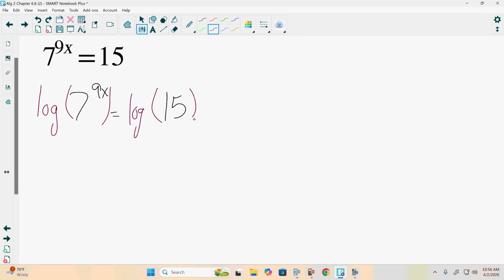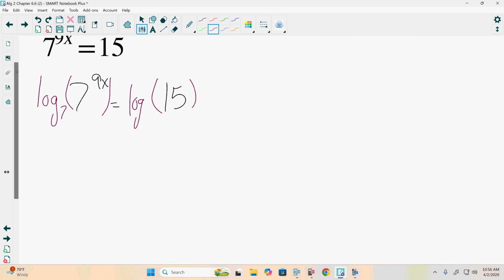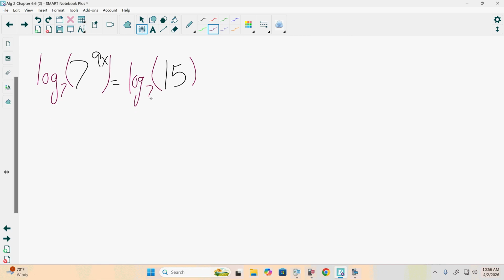And what's the base of our log going to be? 7. Because I'm trying to get that 9x out of the exponent, and it's attached to the base of 7, we're going to apply log base 7 to both sides. And we know that log base 7 of 7 to the 9x is going to give us 9x, telling us that 9x is equal to log base 7 of 15.